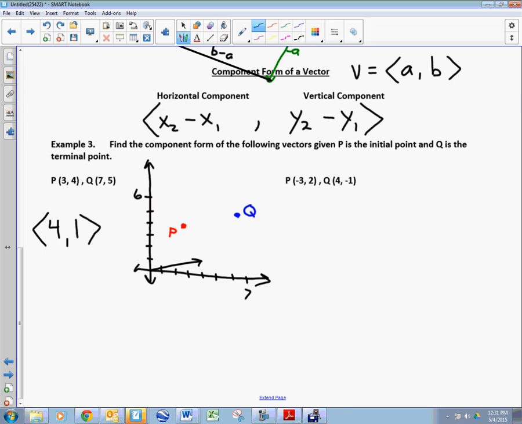Okay, let's look at this one. Okay, I won't draw the picture this time. We will simply write it in component form. 4 minus negative 3, 7. And negative 1 minus 2. So that's component form of your vector. Any questions?